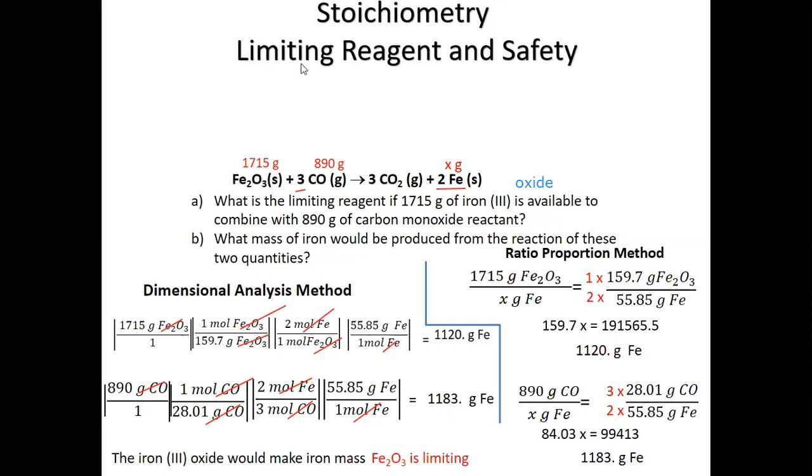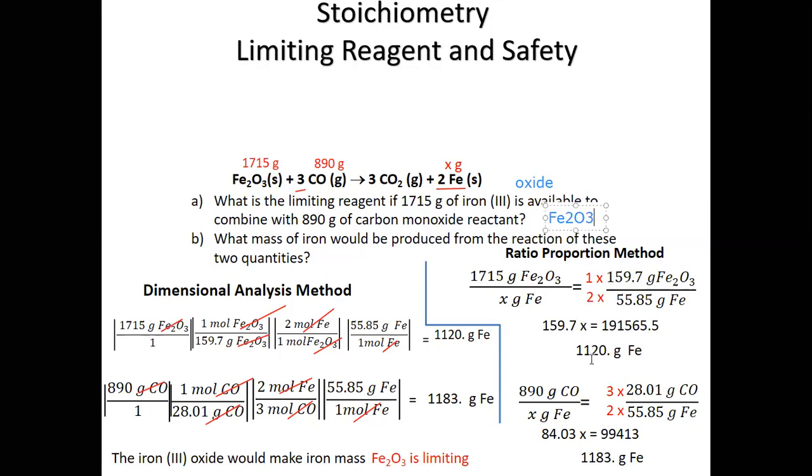So once again, because the iron 3 oxide produces less iron, iron 3 oxide becomes our limiting reagent. And now we can answer both parts of our question above. In this case, what is limiting would be our Fe2O3, or iron 3 oxide. Because that is limiting, that determines how much product, called iron, that we could produce.